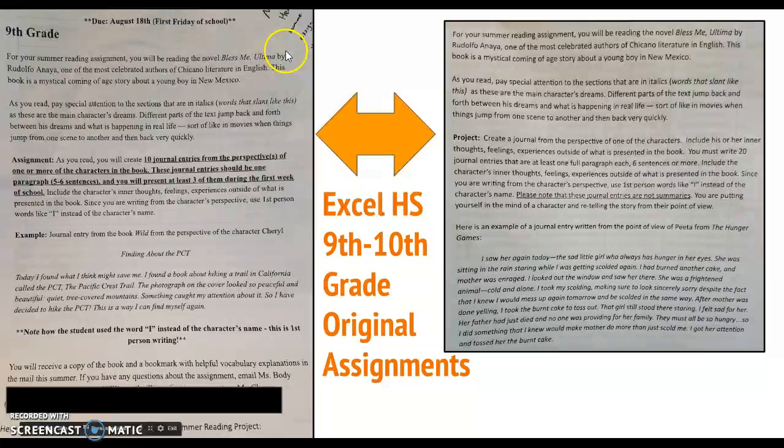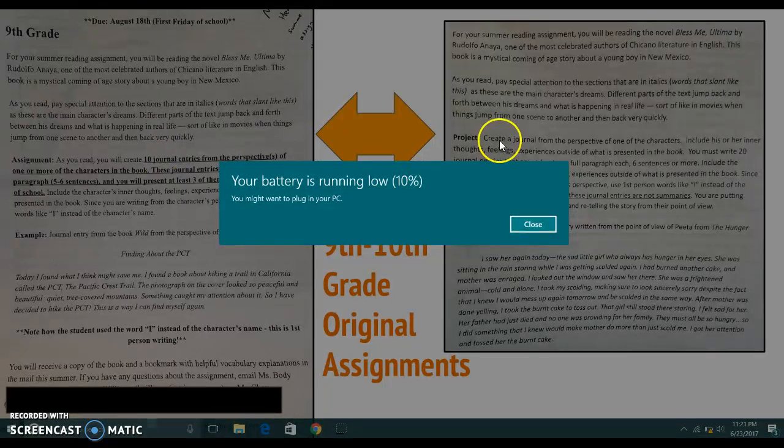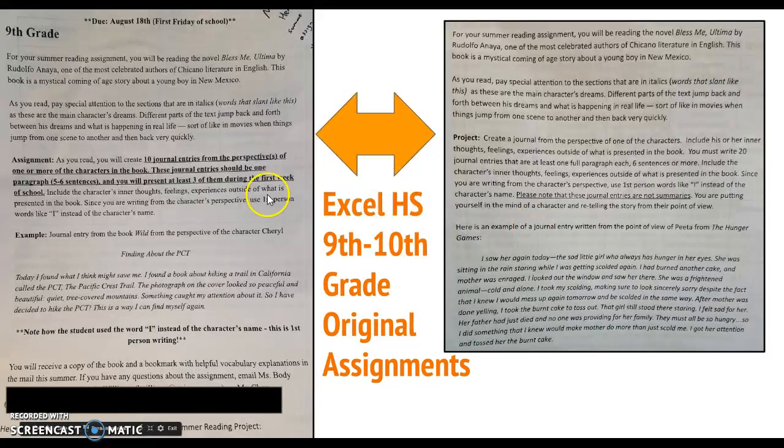And so here the 9th graders are informed what they should pay special attention to, who Rudolfo Anaya is, what book they're supposed to be reading here. Then the assignment is here. And the freshmen are supposed to create 10, and sophomores are supposed to create 20 journal entries from the perspective of one or more of the characters in the book.